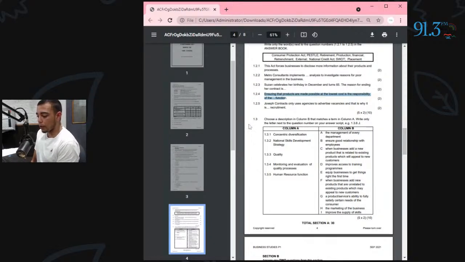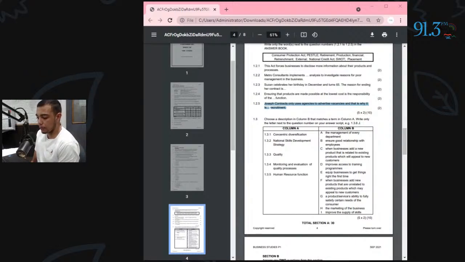The last one here is 1.2.5. Joseph Contracts only uses agencies to advertise vacancies, and that is why it is what recruitment? Is it a placement? No, it's not. Or is it external? So we're looking at placement. This is basically where the employer now tells or gives the requirements to the employee. So that is not the answer. External recruitment is the answer.